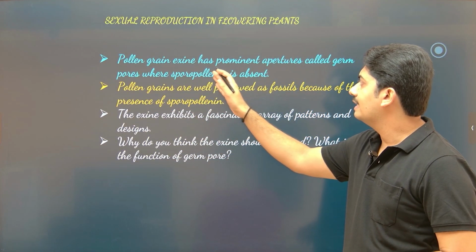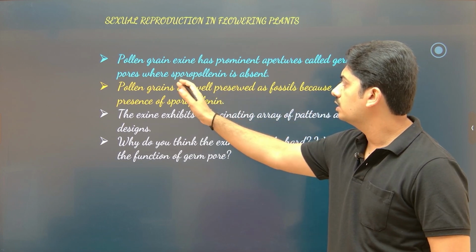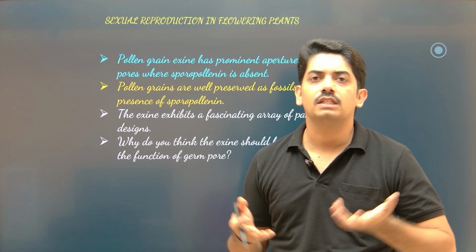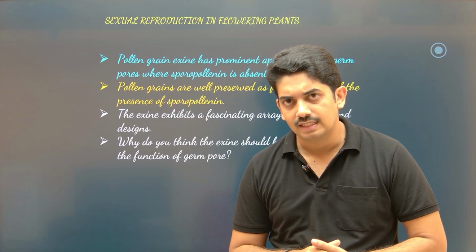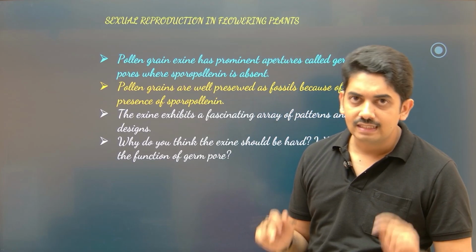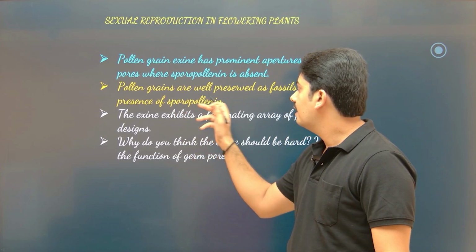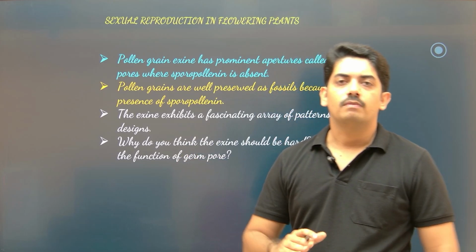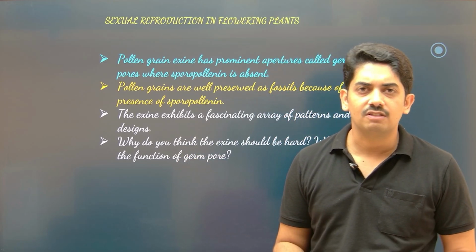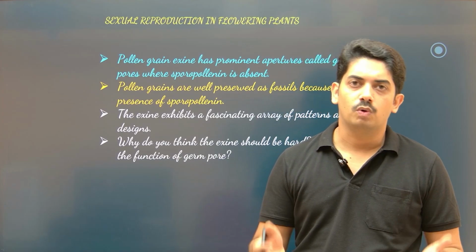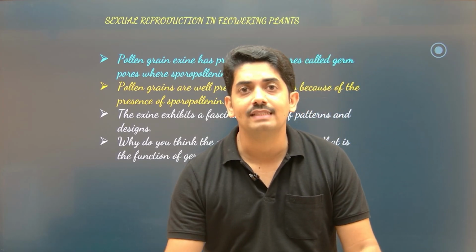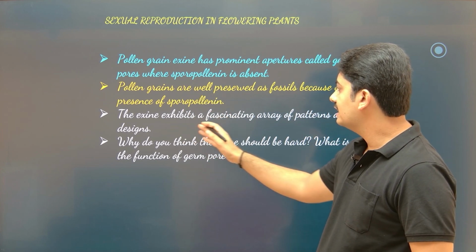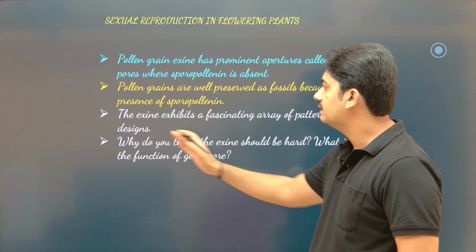Now, the pollen grain exine has prominent apertures called germ pores where sporopollenin is absent. So sometimes in exams, if they ask where sporopollenin is absent in the pollen grain, your answer will be the germ pore region. Pollen grains are well preserved as fossils because of the presence of sporopollenin. For many years, we can store or preserve them. The only reason is sporopollenin, because so far no enzymes have been identified which have the ability to degrade it.